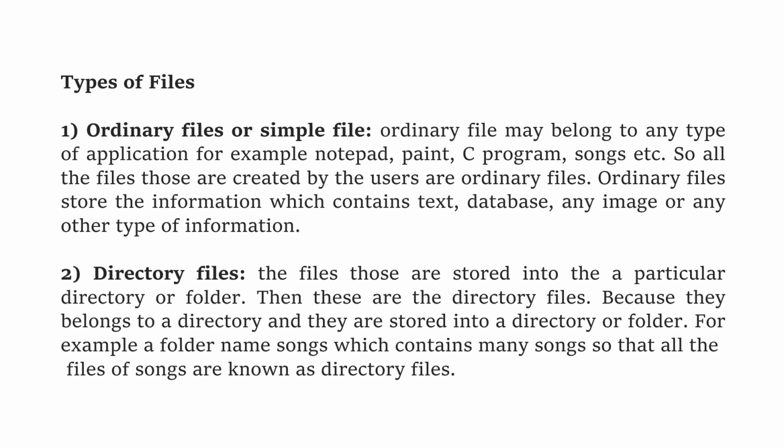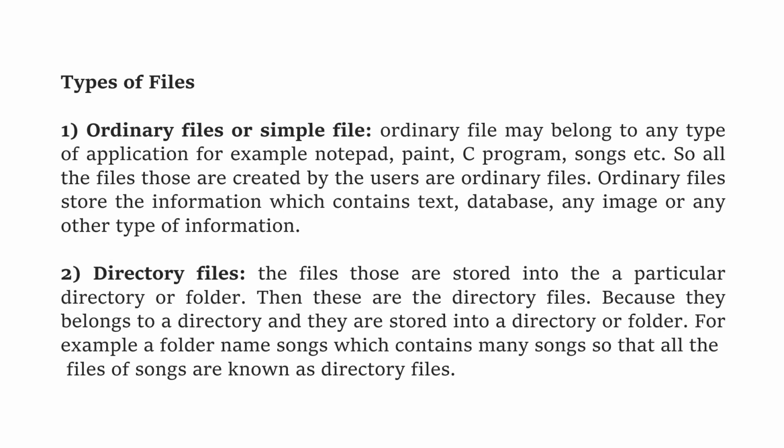Then we can move to the types of files. First is the ordinary files. These ordinary files can belong to any type, like the files of Notepad, Paint, C program, songs, etc. So all these files that are created by the user are ordinary files, we can say. Ordinary files store information like text, database data, images, or any other type of information.